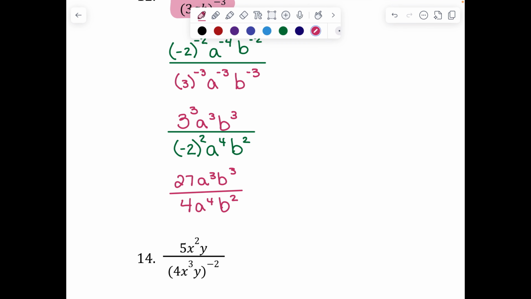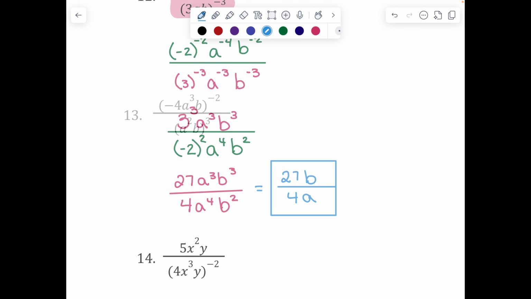Now we're going to do our simplifying, our division. 27 over 4 can't be changed. 4 minus 3 is 1, and a was larger in the denominator, so it stays in the denominator. 3 minus 2 is 1. It was larger in the numerator, so it stays in the numerator. So our answer here is going to be 27b over 4a.